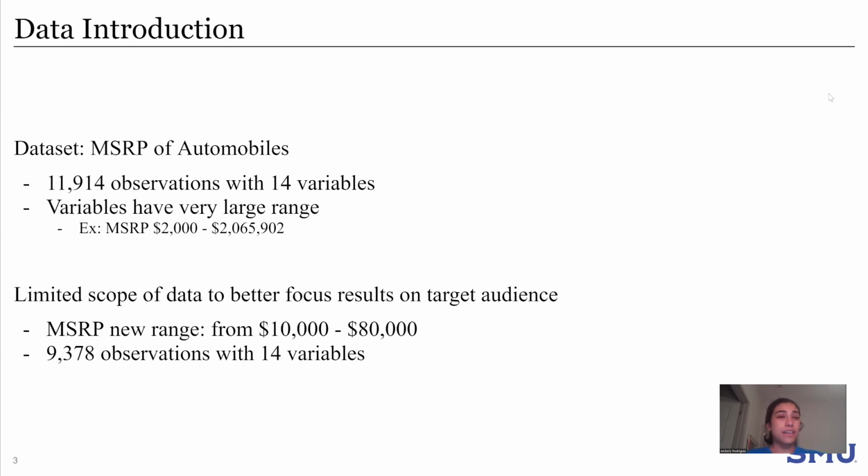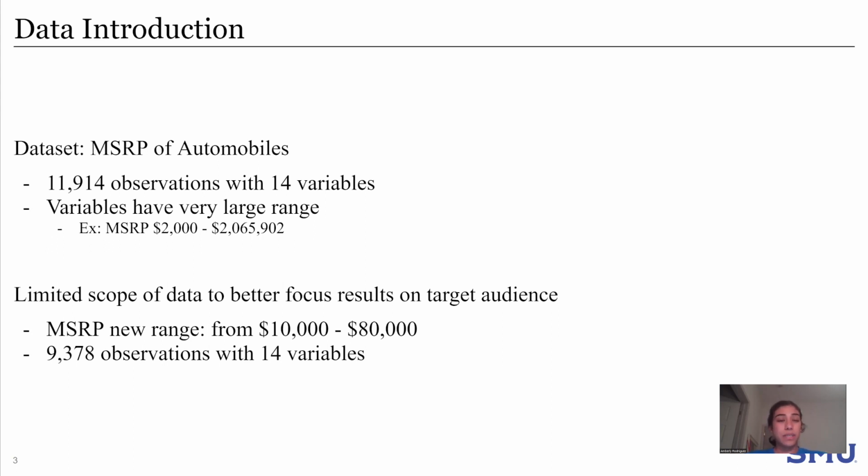Just some background of our data. Our data set is the MSRP of automobiles data set. This had 11,914 observations with 14 variables. We did notice that the variables did have a very, very large range. So for example, the MSRP, the minimum observation in this variable was 2,000 and the max was over 2 million. So this is a very large range.